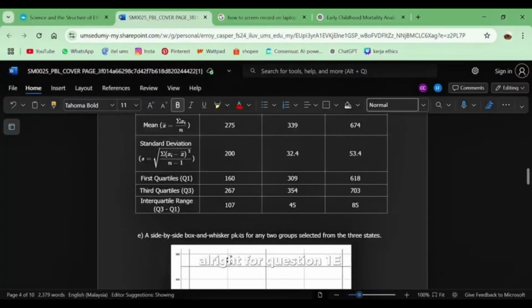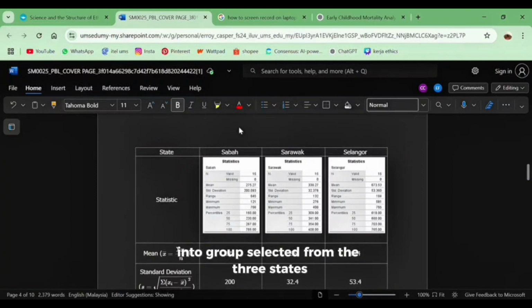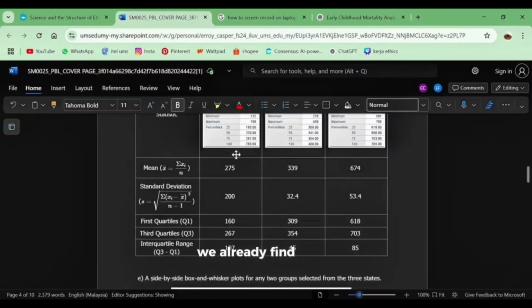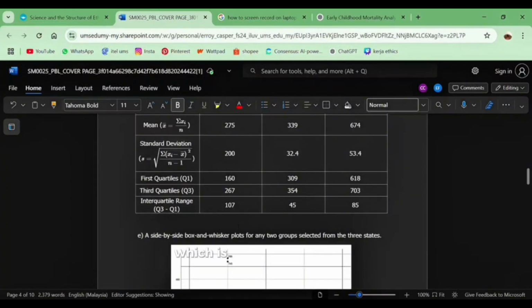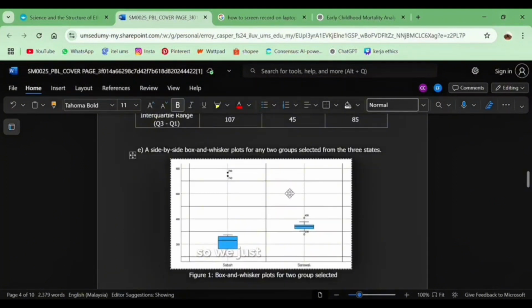Alright, for question 1E, we state a side-by-side box and whisker plot for the intervals selected from the three states. From the previous question, we already defined all the information that we need, which is the first quartile and third quartile for Sabah and Sarawak. So we just put in the information, the data, and generate it, and we got the box and whisker plot for Sabah and Sarawak.